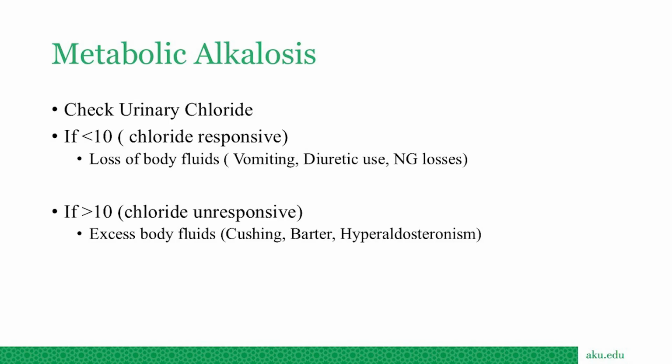That would mean that the patient has a significant amount of either diarrhea or vomiting, or there is contraction alkalosis, or there is diuretic abuse. However, if the patient's urinary chloride comes out to be more than 10, then the patient does not have any significant losses. The patient's chloride is more because of excessive body fluids. That would mean the patient might be having either Cushing syndrome or hyperaldosteronism.